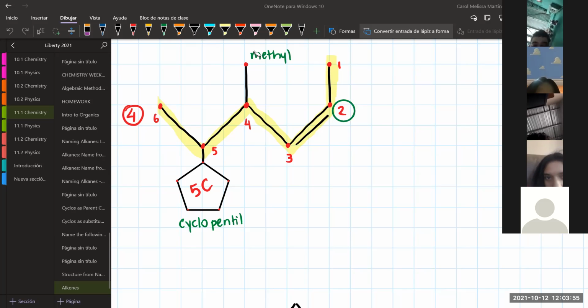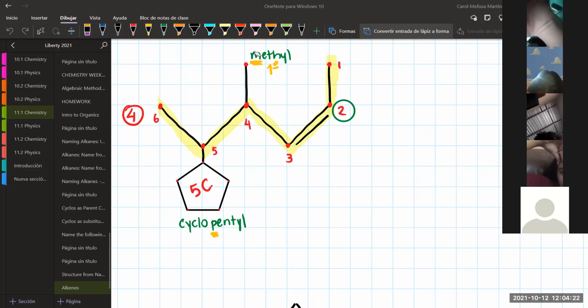So remember, the alkyls are listed alphabetically. Methyl begins with M and cyclopentyl, here I put it with I, but it is with Y, sorry. Cyclopentyl begins with P. So methyl is listed first and then the cyclopentyl.